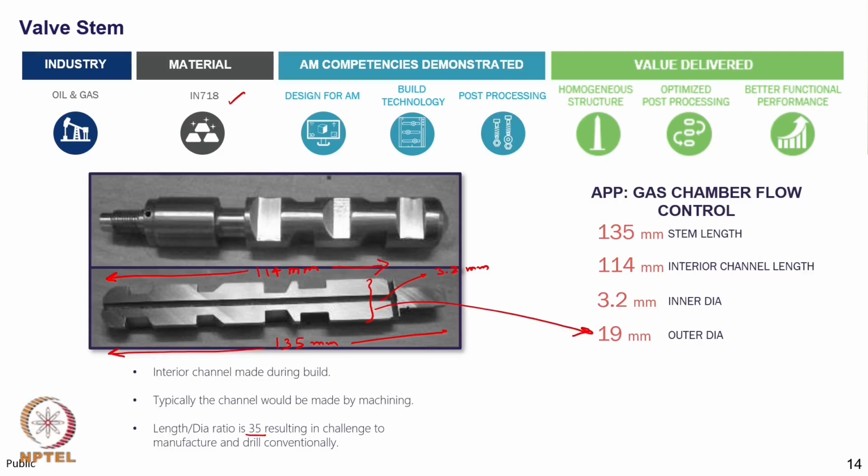When this part is made using additive manufacturing, these channels can be made during the build. In conventional processes, for example forging, this channel has to be made after forging using machining. The length to diameter ratio of this channel is 35, which is quite high, and it is quite challenging to make this channel using a process like drilling.